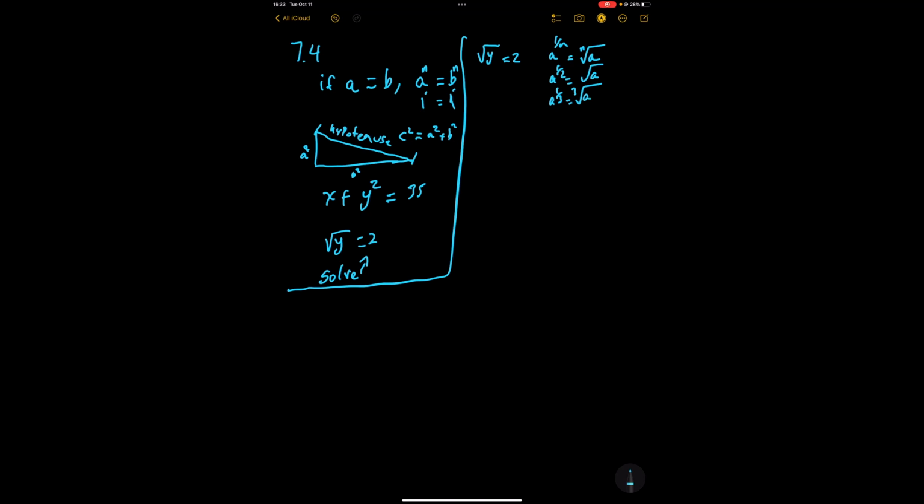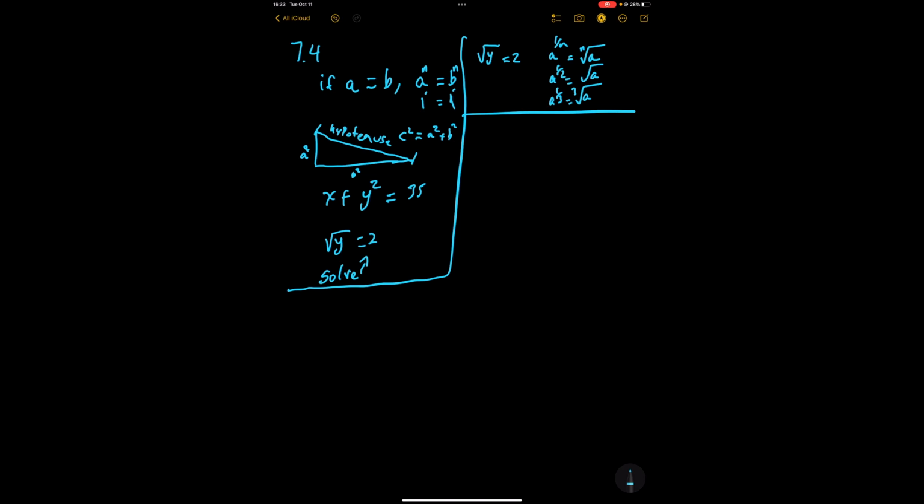So the best way to actually work with these is by squaring it or cubing it or taking it to the fourth, fifth, or sixth power. Whichever power you have right now, you need to raise it to the better power.